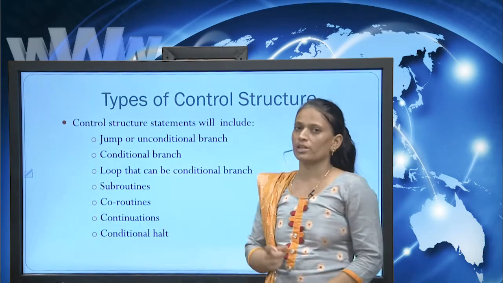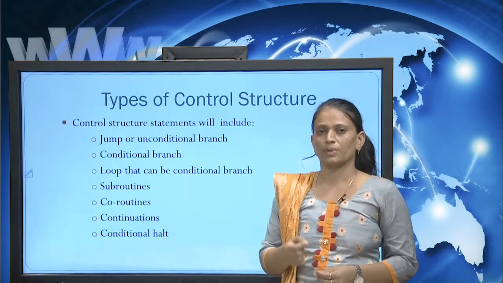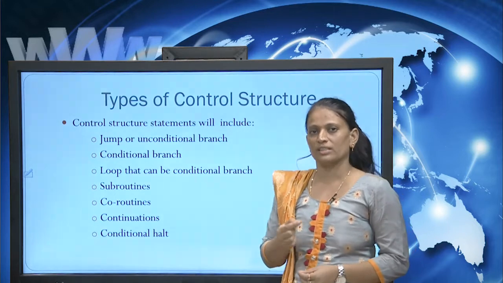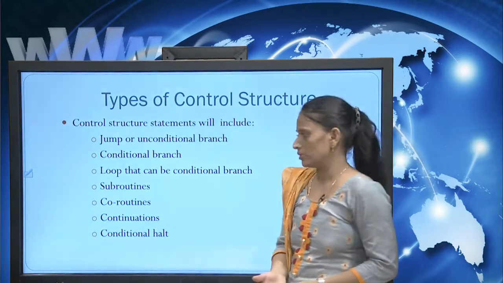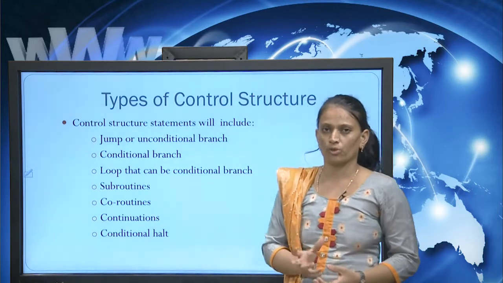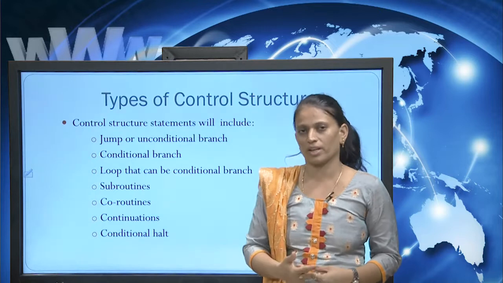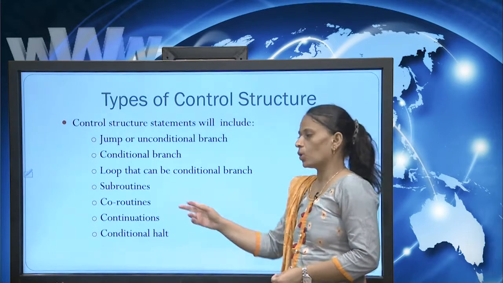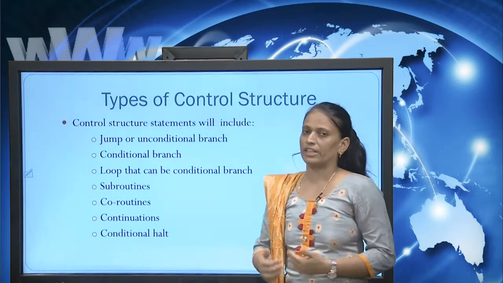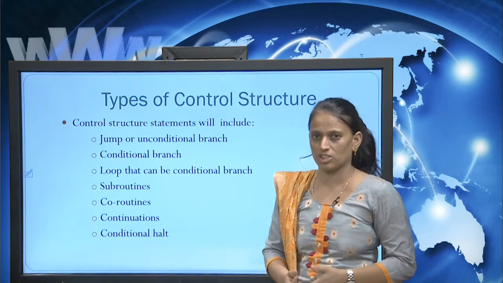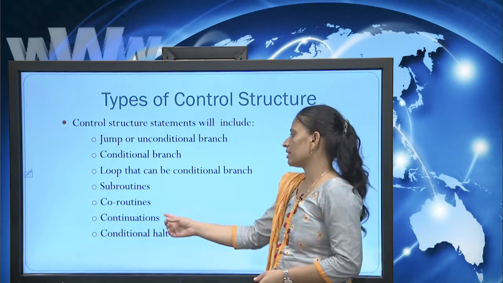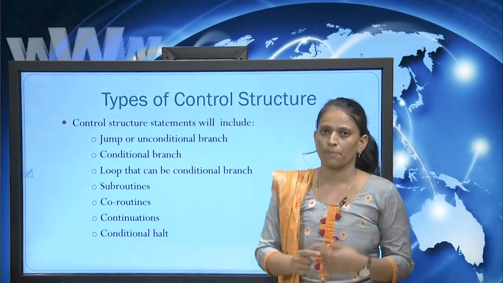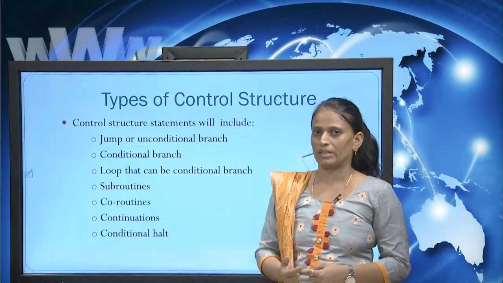Loop, that can be a conditional branch. A specific block of code will be executed a number of times till the specific condition is satisfied, which is called the loop control structure. A subroutine is a block of code which will be executed till the end of a specific statement. The coroutines, where the block of code will be executed continuously for some period of time, and the conditional halt, where we provide a break in the execution of code if the specific condition arises.